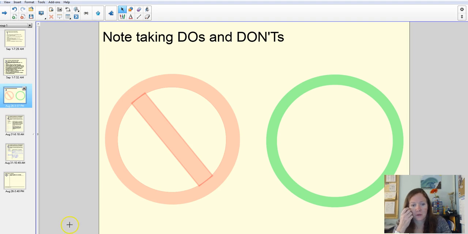Okay, so what I'm going to do is just go over a couple of the things that you want to do and what you don't want to do while taking notes. So the first thing is one of the biggest habits I see with middle schoolers and taking notes is that you feel like you have to write every single thing on the screen, and you certainly don't. So don't write every word.